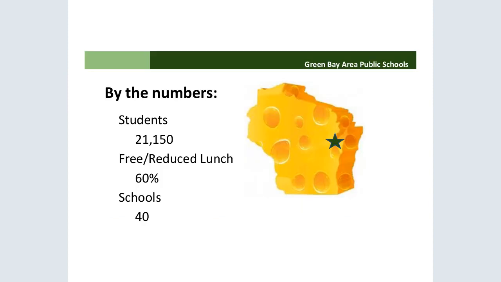So here's Green Bay by the numbers. We've got about 21,150 students, and we do have families that move around as well, so those numbers go up and down through time. Our free and reduced lunch is at about 60%, and we've got 40 schools. So that's kind of a snapshot of our school district.